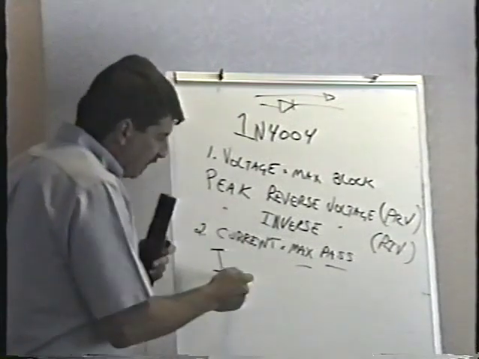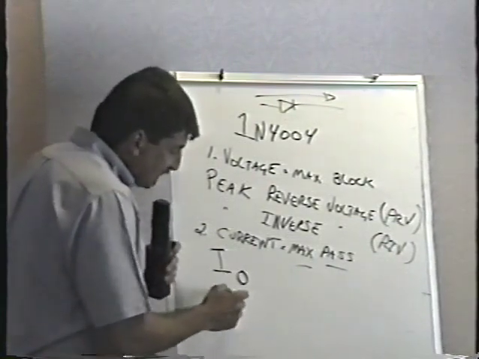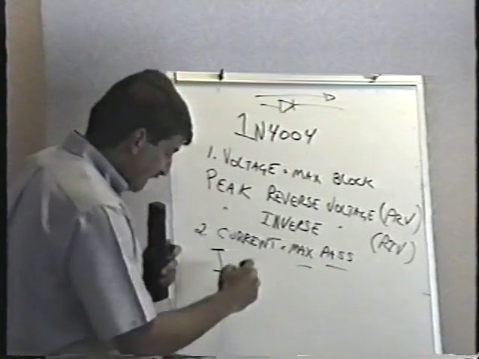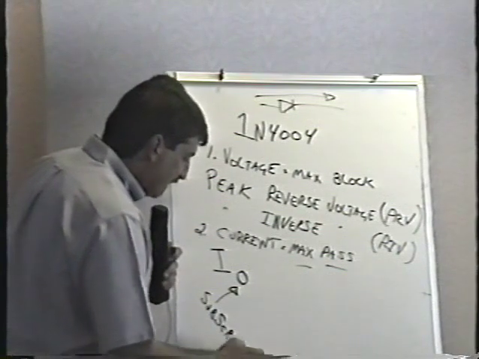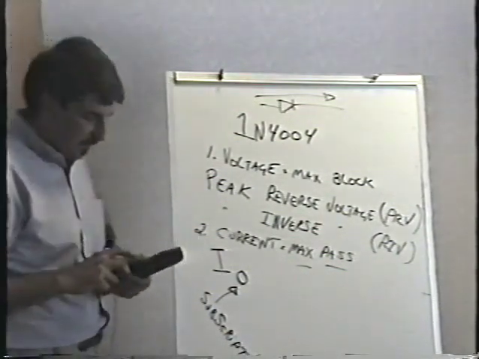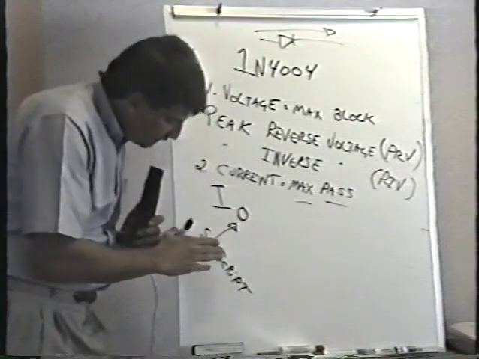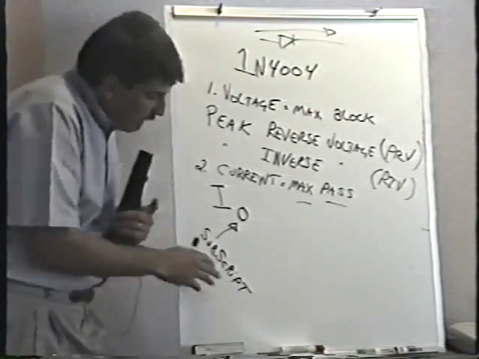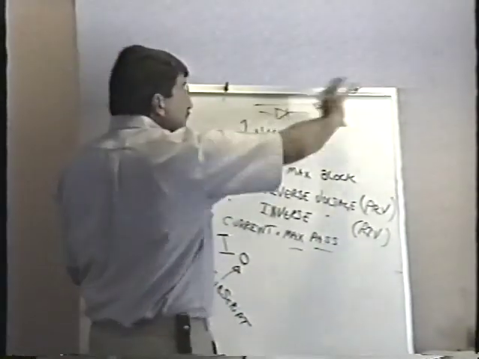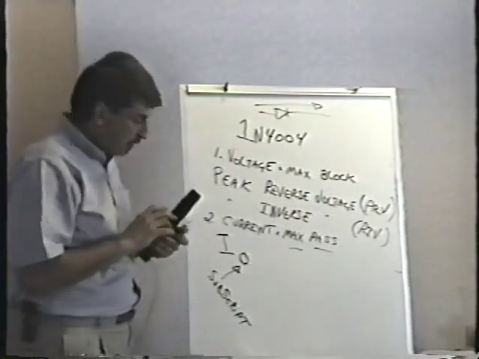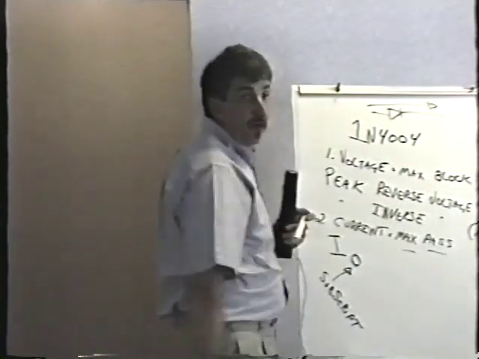And the current rating of a diode is listed as I with a little O underneath it. I sub O is what they would say. This little letter is what's commonly called a subscript. And they use this in technical jazz all the time. The subscript just further describes what we mean by the big letter. In other words, I means current. Well, what kind of current, wise guy? Well, output current is what that means. The output of a diode is called I sub O, the output current rating of the diode. And that is the maximum amount of current it can pass through itself.